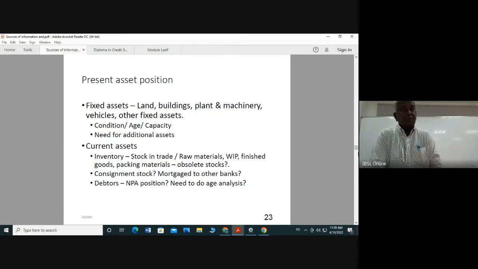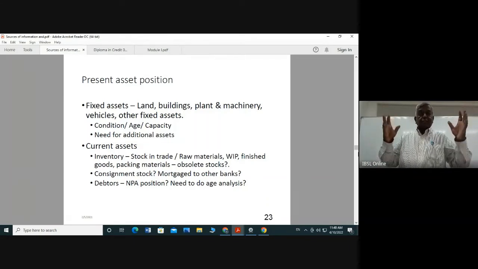What is the obsolete stock? Anyone in the class? Can you tell me the meaning of obsolete stock? A stock which cannot be used. Maybe in the case of trading, the date would have passed. Or if it is a garment, the style or the fashion would have passed. Fashion is no more. In the case of manufacturing, the raw material is obsolete, the date has passed, cannot be used. Similarly finished good, date has passed, cannot be used.